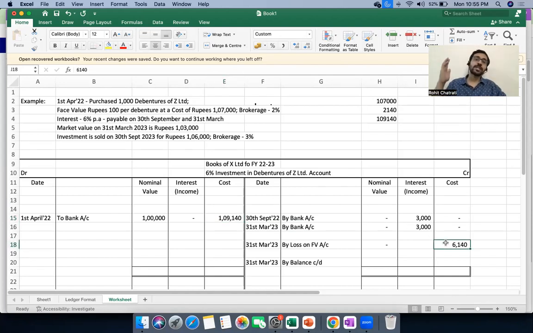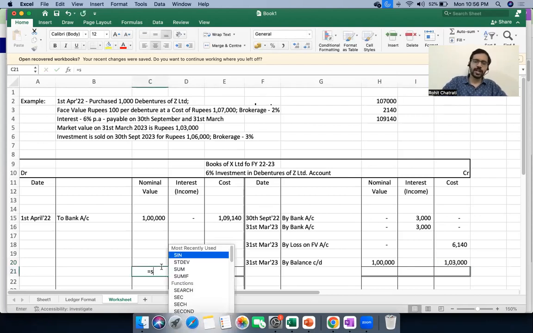I'm crediting investment, and the debit will go to loss on fair valuation, and that is an expense in the P&L. Now, finally, I have balance carried down. I'm going to have a nominal value of 1 lakh rupees, and then this will be 103,000.